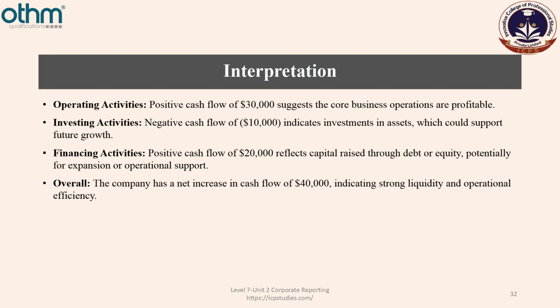Then there are the investing activities, which show a negative cash flow of $10,000, which indicates investment in assets that could support future growth. Then there are the financing activities, which show a positive cash flow of $20,000, which reflects capital raised through debt or equity, potentially for expansion or operational support. Then, overall, the company has a net increase in cash of $40,000, which indicates strong liquidity and operational efficiency.